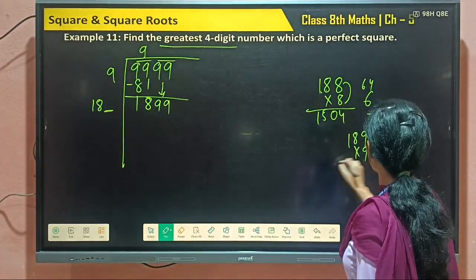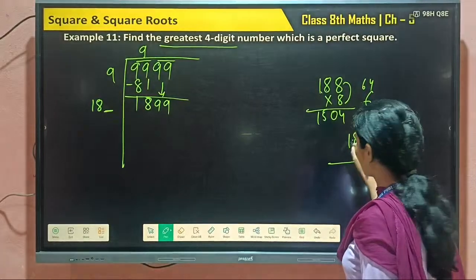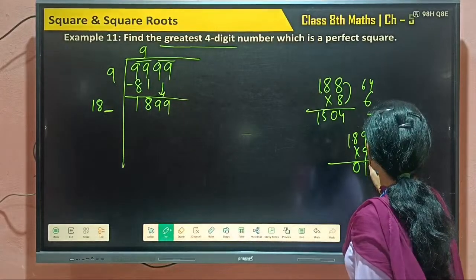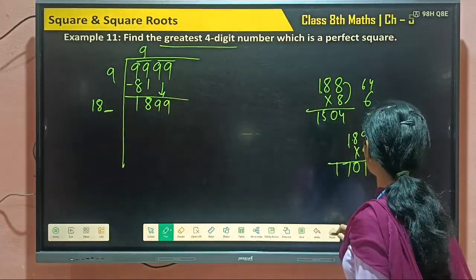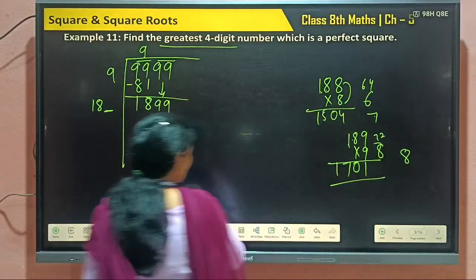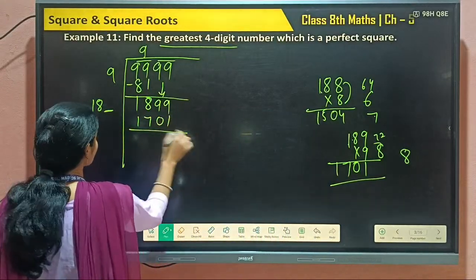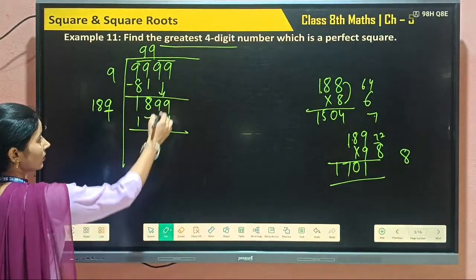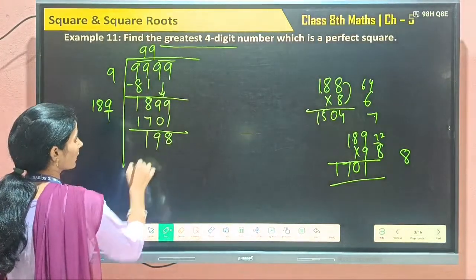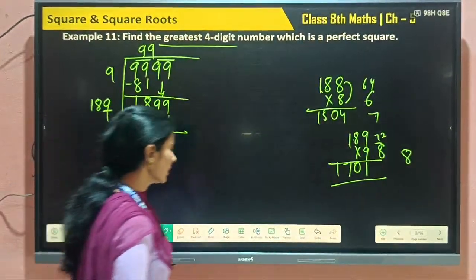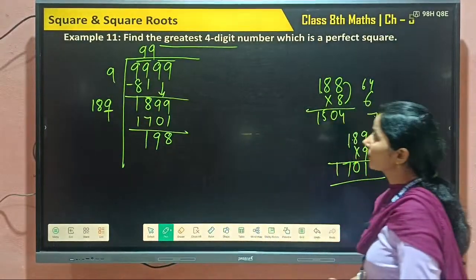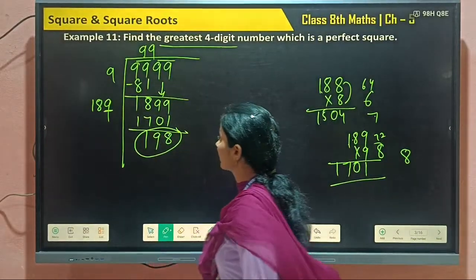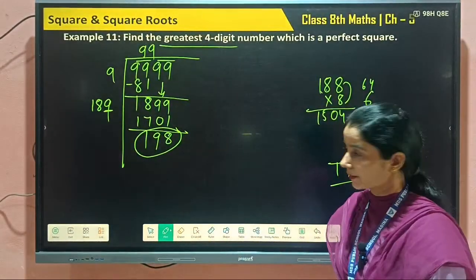189. 9 9s are 81, 9 8s are 72, then it will be 80, 8, 9 1s are 9 and 8, 17. It is 1701. Write 9 and 9. Subtract, this is 8, then 9 and then 1. 198 is the remainder. Now, one example we have discussed, that if we subtract this remainder from our given number, then this number will become a perfect square number.